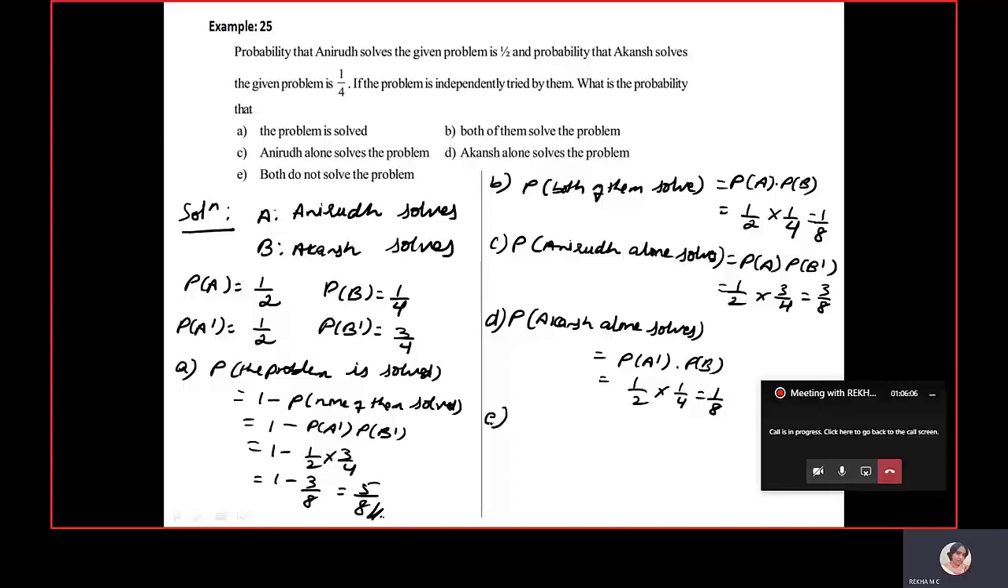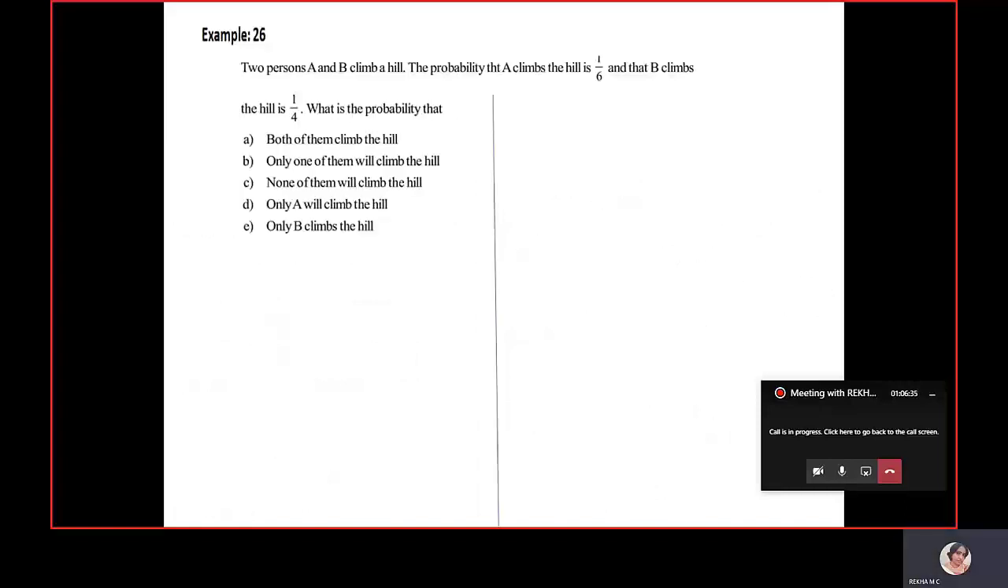The last sub-question, probability of both do not solve, that is P of A complement into P of B complement, that is 1 by 2 into 3 by 4, that is equal to 3 by 8. Yes. Next sub question.